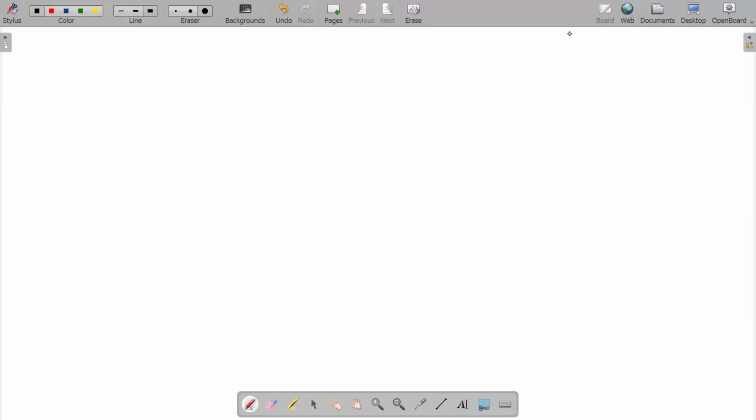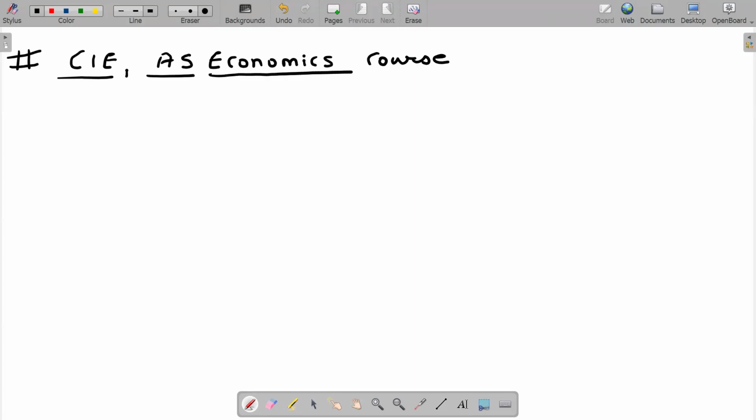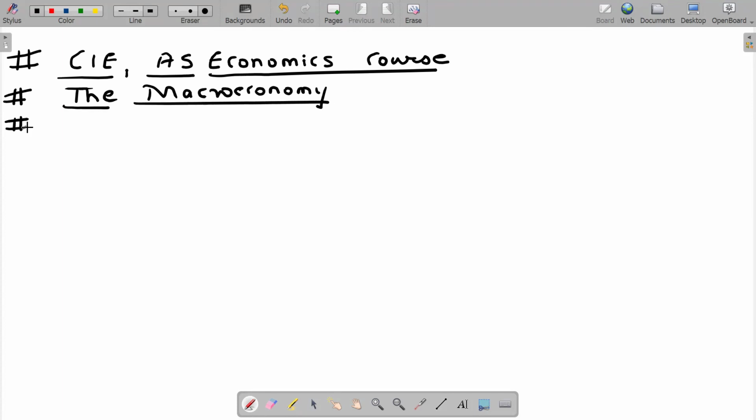So I am just writing the main heading for completeness. This is Cambridge International Education, AS Economics course. Okay. And the main module we are exploring is the macroeconomy. Okay. And within this module, we are looking at the circular flow of income.